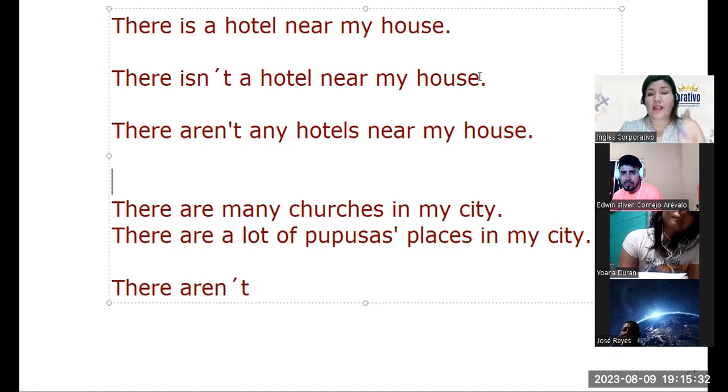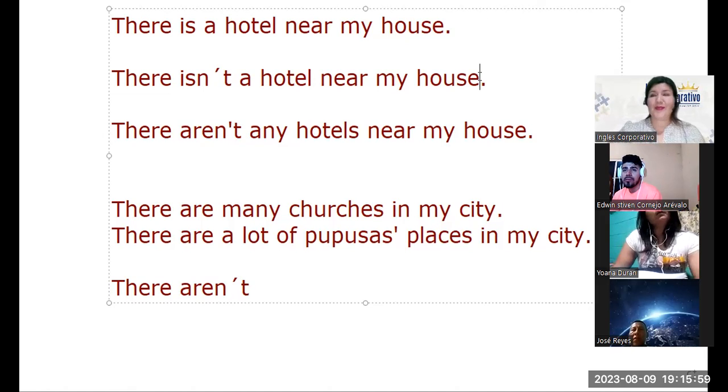decimos here. Si es solo uno, you can say, there is a hotel. Okay? Ahí ya me dice que es uno. Cuando ocupamos a, it's there is a hotel. No problem. You cannot say there is a one hotel, porque ahí estaríamos redundando. ¿Qué significaría si decimos there is a one hotel? Ajá. Si there is a hotel, significa que hay un hotel.